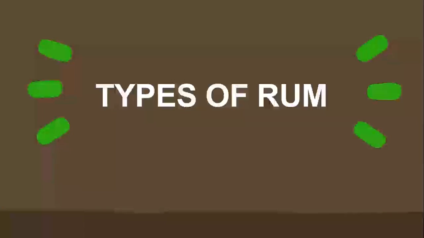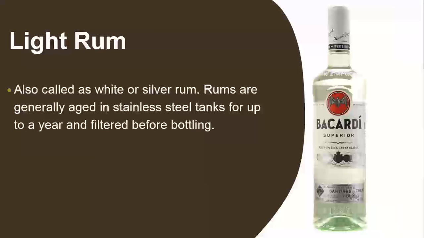Moving ahead, let's take a look at different types of rums. Something called light rum. Light rum is also known as white rum or silver rum. It is white in color or transparent. Light rums are generally aged in stainless steel tanks for up to 1 year and then filtered before bottling. Remember, rum gets its color from the oak barrels, and when it is a light rum, it is transparent.